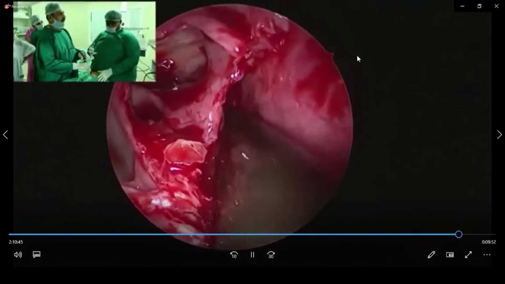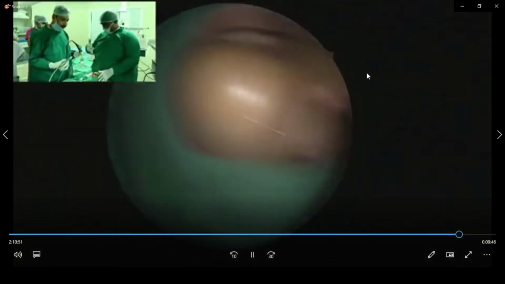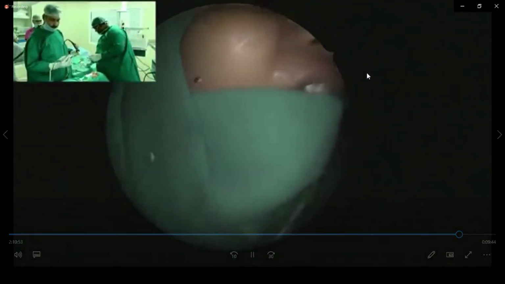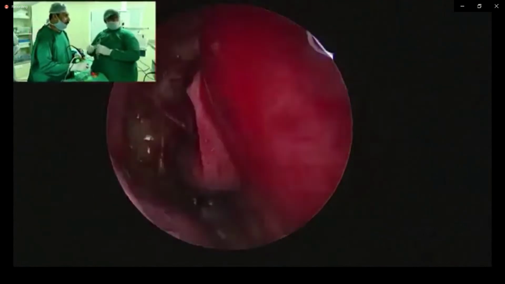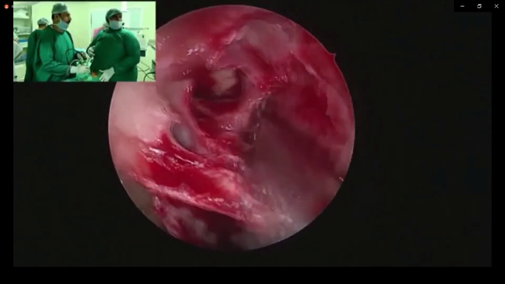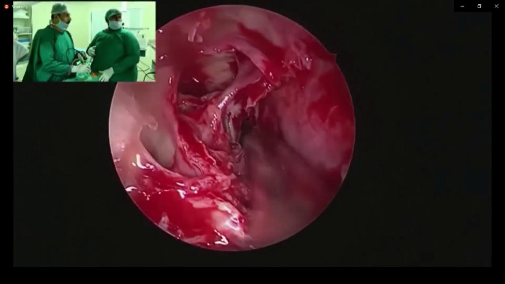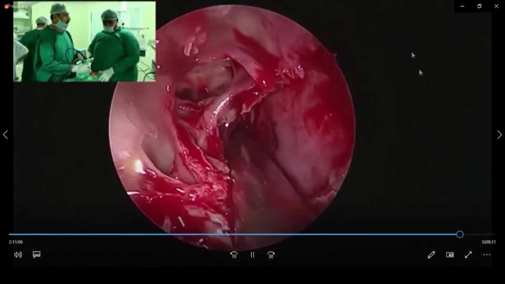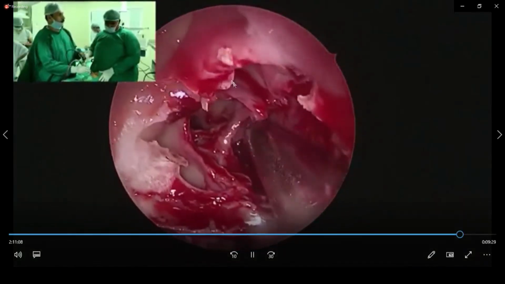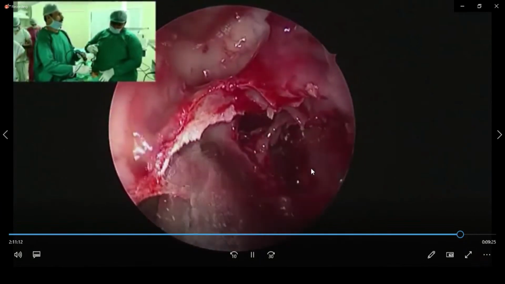This is the sphenoid sinus ostium. Can you see? Once you see the sphenoid sinus ostium, you can widen the ostium. Now we have the idea where the sphenoid sinus opening is, and we can accomplish staying anterior to the ostium. See, that's the ostium level. Now you can remove all these posterior cells staying anterior to the ostium.